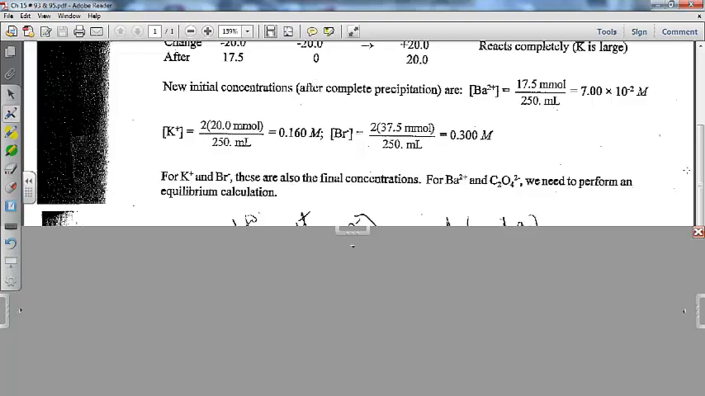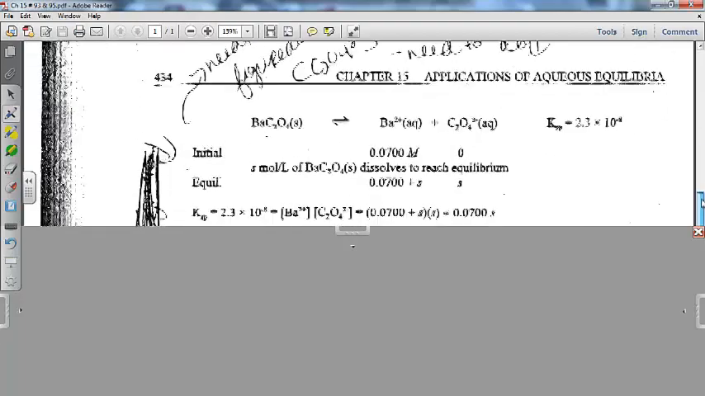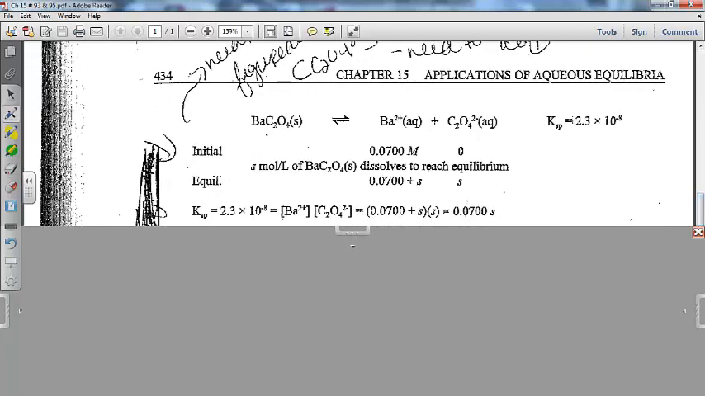Now for barium and oxalate, we have to do an ICE table, a KSP problem, and I wrote my little note here to figure that out. So here is my ICE chart. Here's my KSP value that they gave me. We're starting with 0.070 molar.